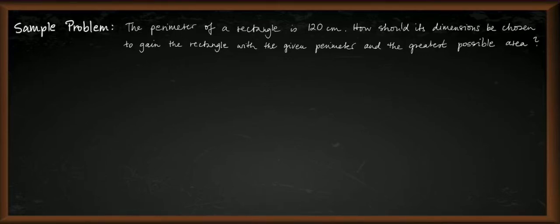The perimeter of a rectangle is 120 centimeters. How should its dimensions be chosen to gain the rectangle with the given perimeter and the greatest possible area? Now, how can we start a problem like this?